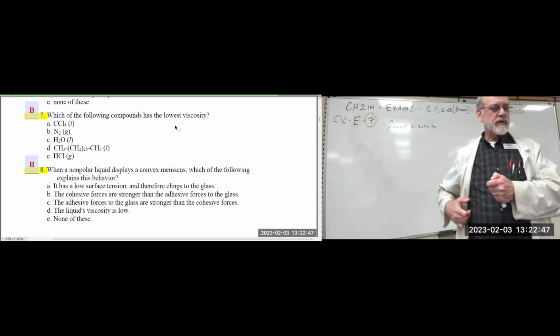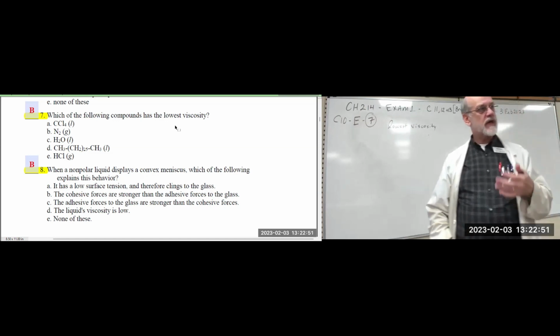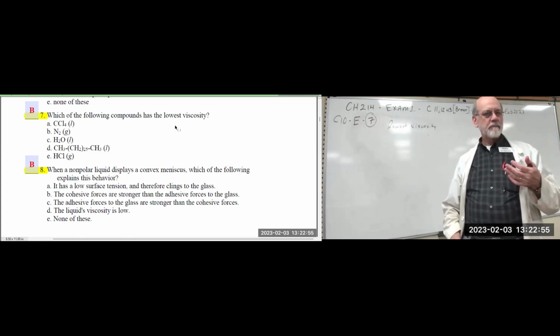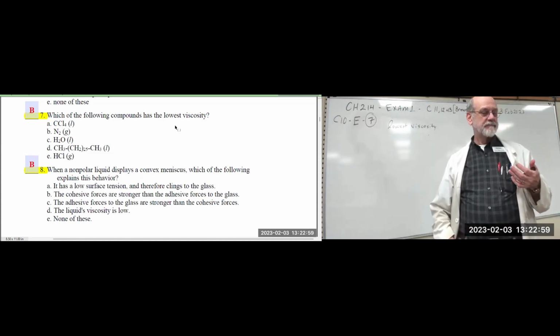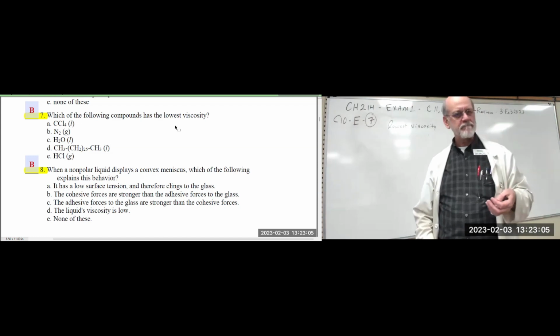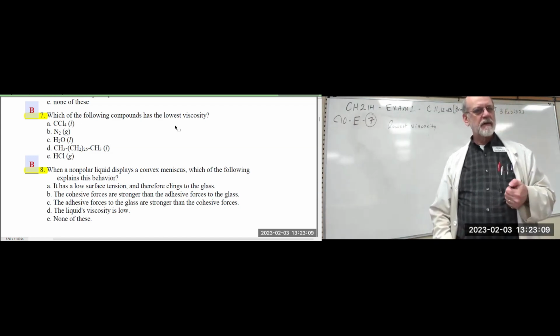Then we look at the others. Carbon tetrachloride. It's a non-polar molecule, so it should have fairly low viscosity. And that other molecule, the D, is too big for diesel oil. It's probably some kind of grease. So it's going to have reasonably high viscosity.